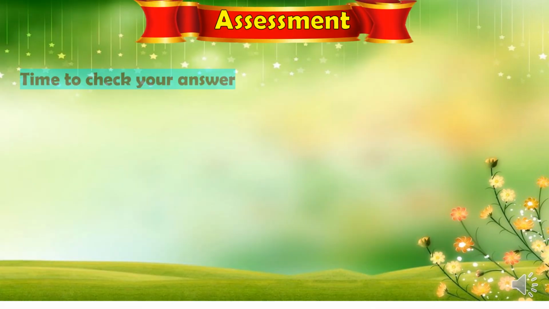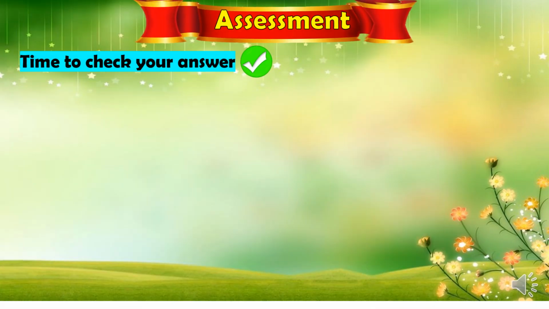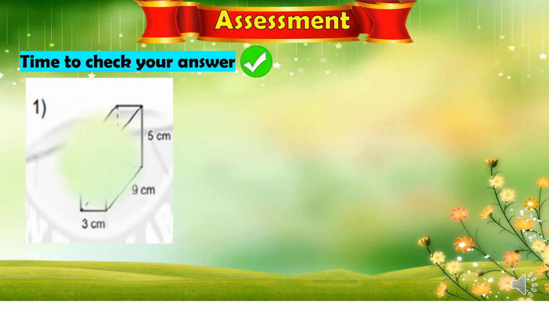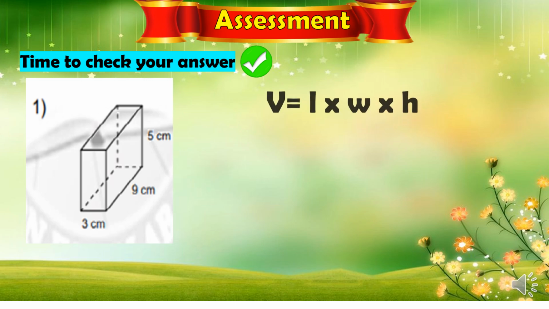So it's time to check your answer. So let us take first the first figure. So it has 3 centimeters, 9 centimeters, and then 5 centimeters. So this is an example of a rectangular prism. So we will be using the formula V equals length times width times height.